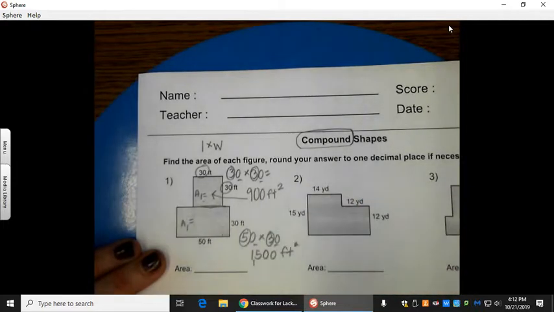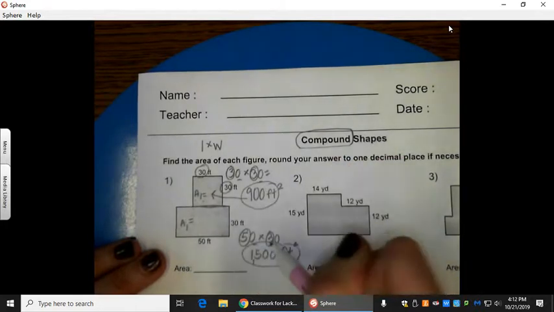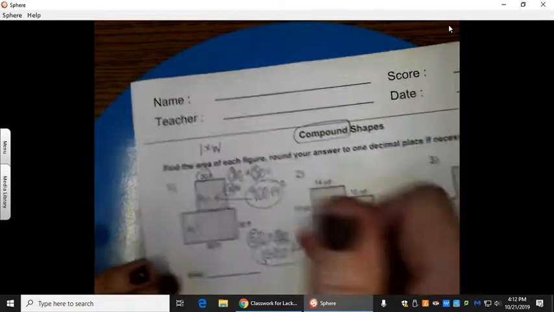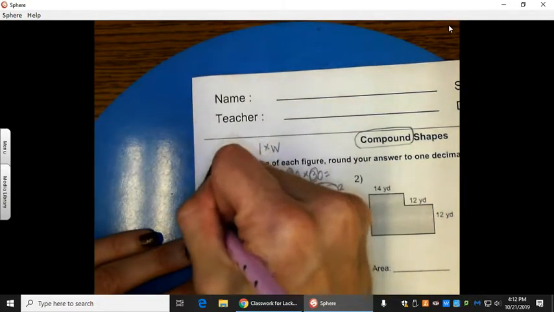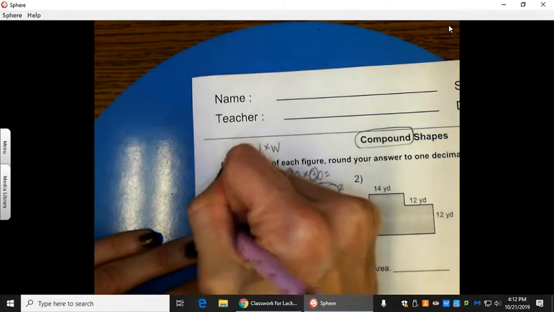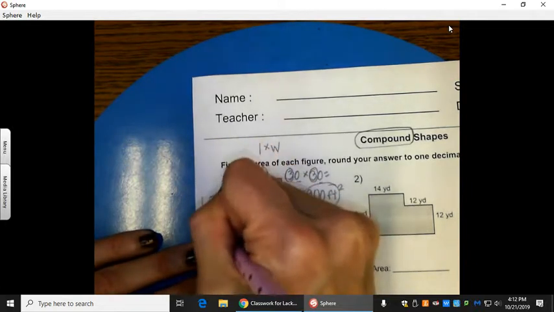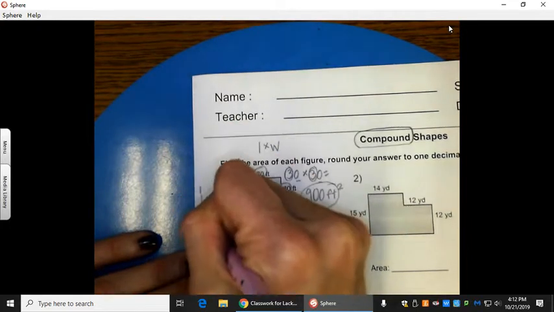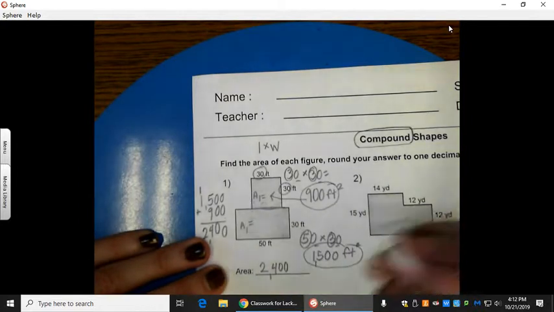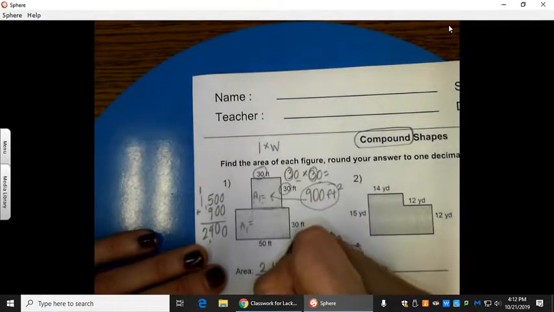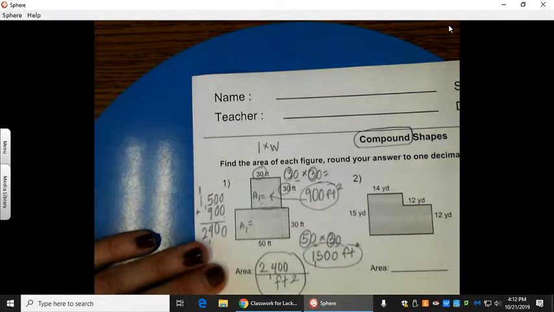So feet squared. Okay, and so now I've got 2 areas for this shape, and I want to make sure I just have one area for the shape, one total area. So I'm going to add 1,500 plus 900, making sure to line up my place values and be neat with my work. 0 plus 0, 0 plus 0, 9 plus 5 is 14. So I've got 2,400, and then I want to make sure I label my answer. No naked numbers, always have a little label. So 2,400 feet squared. Okay?